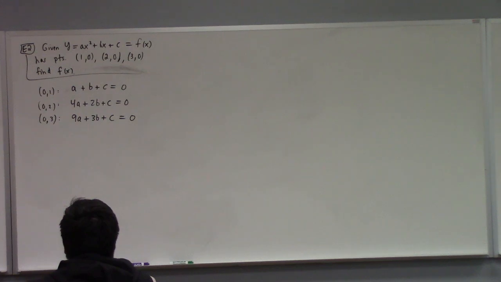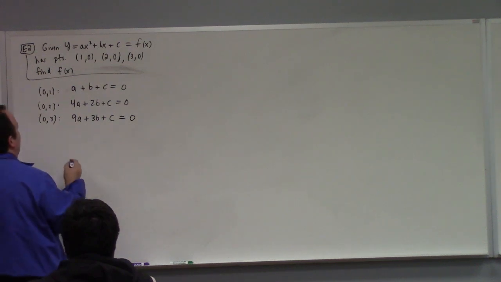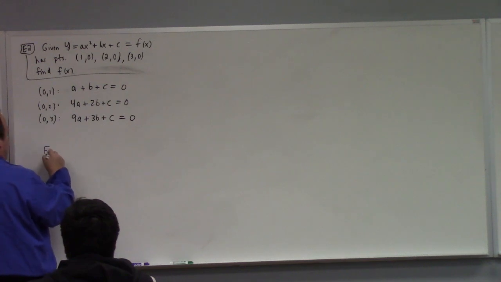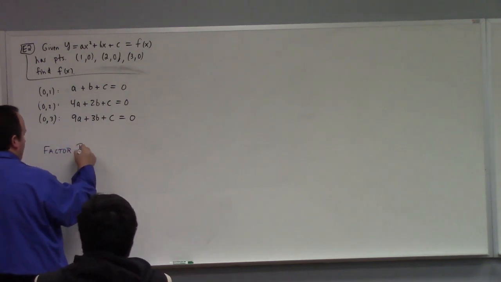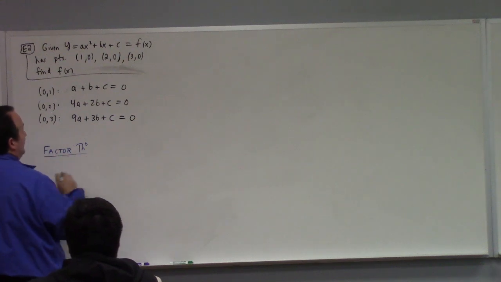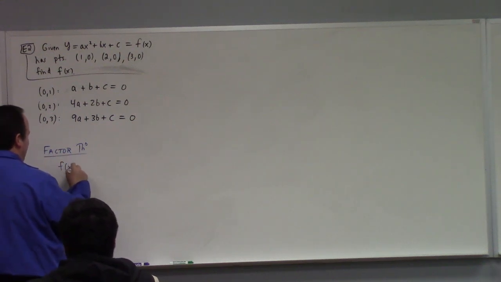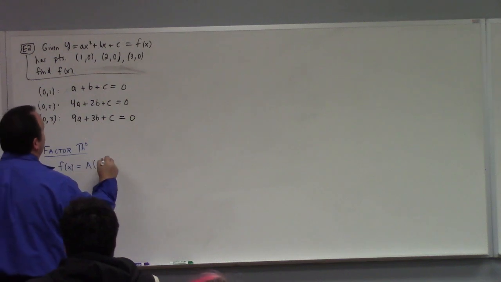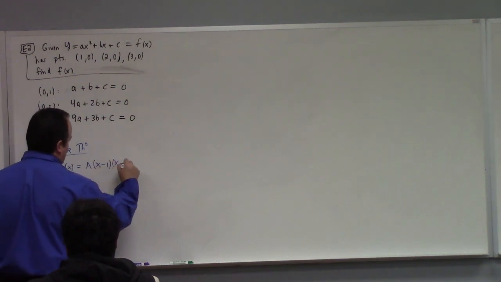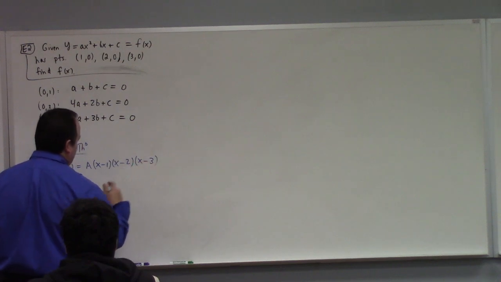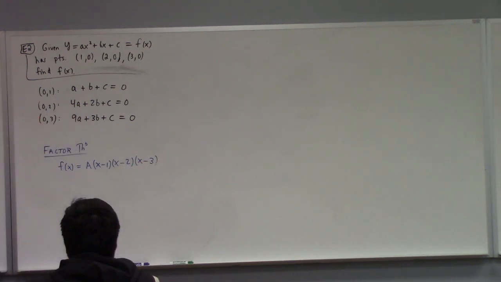But here's the thing, guys. The factor theorem says what? It says f of x is what? A times (x minus 1) times (x minus 2) times (x minus 3), right? Because 1, 2, and 3 are zeros. But what is this equal to? Ax squared plus bx plus c, right?